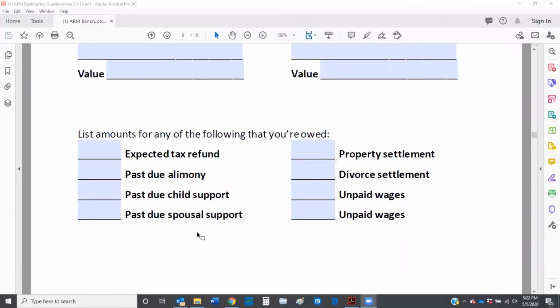Please also think about any past due monies that are owed to you, such as an expected tax refund. If in 2020 you received a tax refund for your 2019 taxes, you'll most likely receive a tax refund on your 2020 taxes. So please write down what you anticipate you'll get in the coming year.